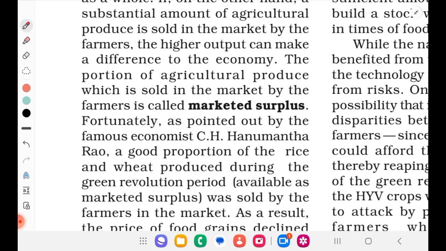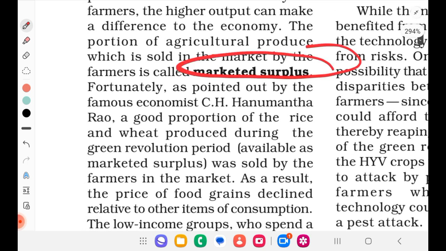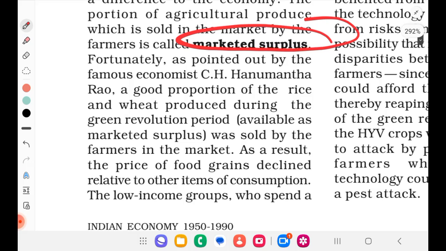The portion of agricultural produce which is sold in the market by the farmers is called marketed surplus. Fortunately, as pointed out by the famous economist C.H.